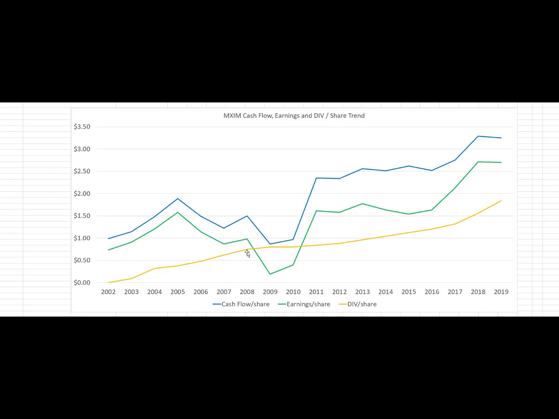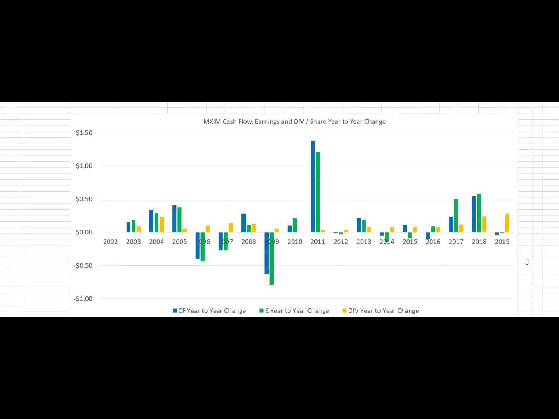Now, take a look at this chart. Can you just imagine what it must have been like in the boardrooms and some of the staff meetings when people saw the earnings per share go below what they were paying out in dividends per share? Yep, I'm sure that was some fun conversations to be had. And here's what that looks like on the year-to-year change. Here's those negative years, and then the rest of the time, the dividends were always in the positive category.